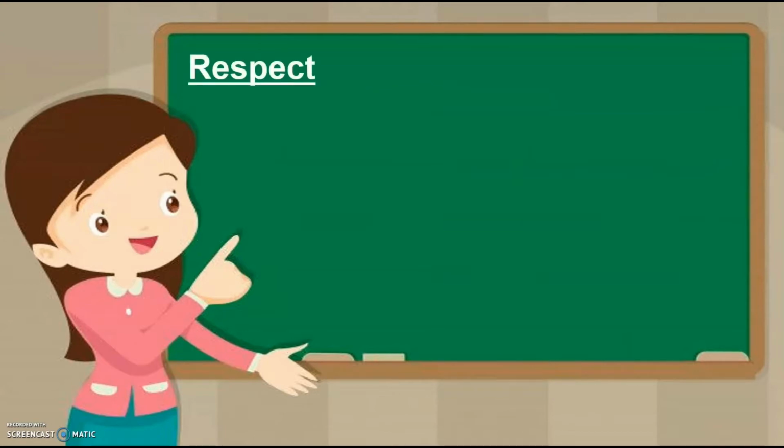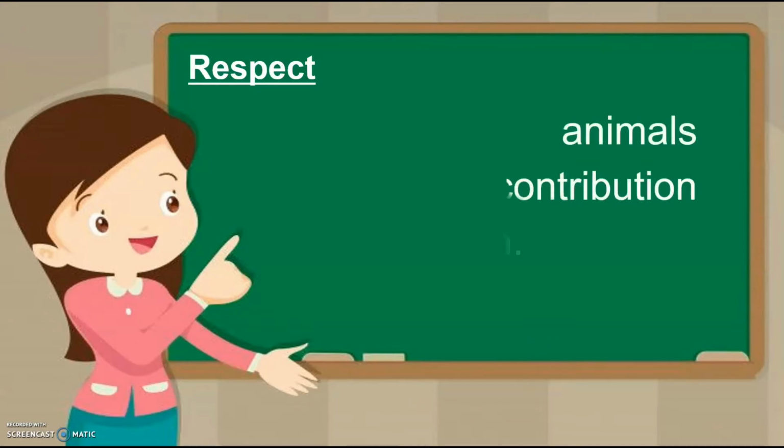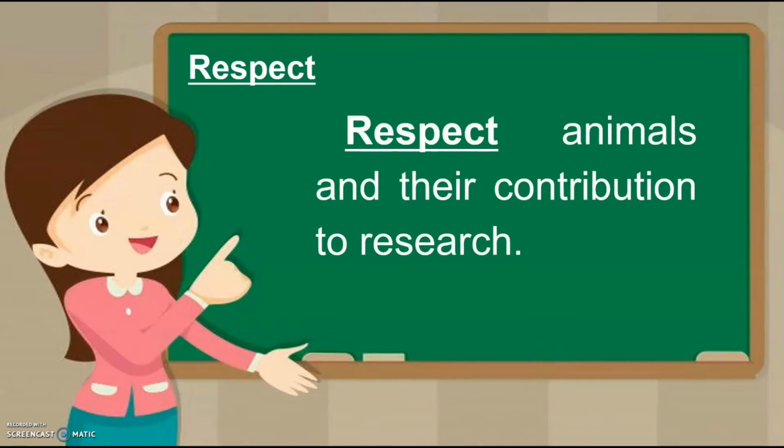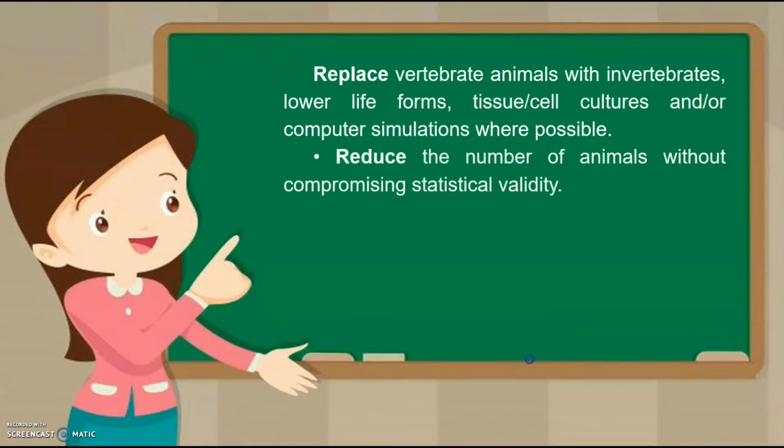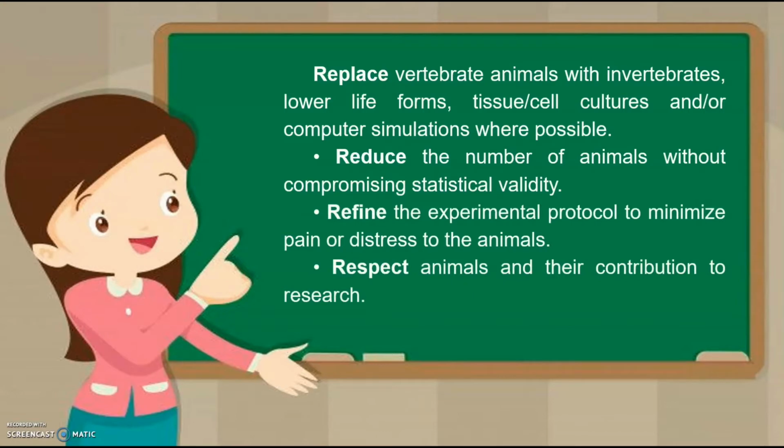And the last one, we have respect. Just like how you respect humans, there should also be respect for animals. So respect animals and their contribution to research. So again, what are those 4 guiding principles? We have replace, reduce, refine, and respect. Again, replace is to replace vertebrate animals with invertebrate animals. Reduce is to lessen the number of animals being used in research. Refine, we are talking about the experimental protocol and procedure. And respect, we should respect the contribution and the feelings of animals.